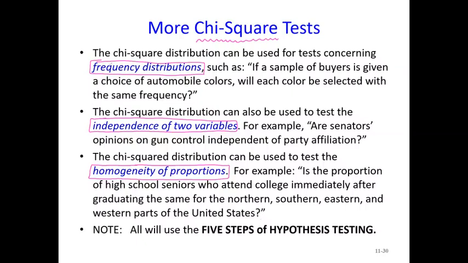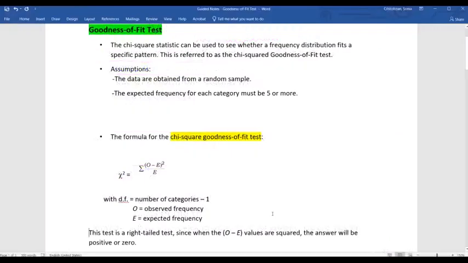So we will go through examples of chi-square tests, all of these types of tests. And for all, we will be using what we know, 5 steps of hypothesis testing. We will do this using the critical region method or the p-value method. So let's get started with the goodness of fit test.